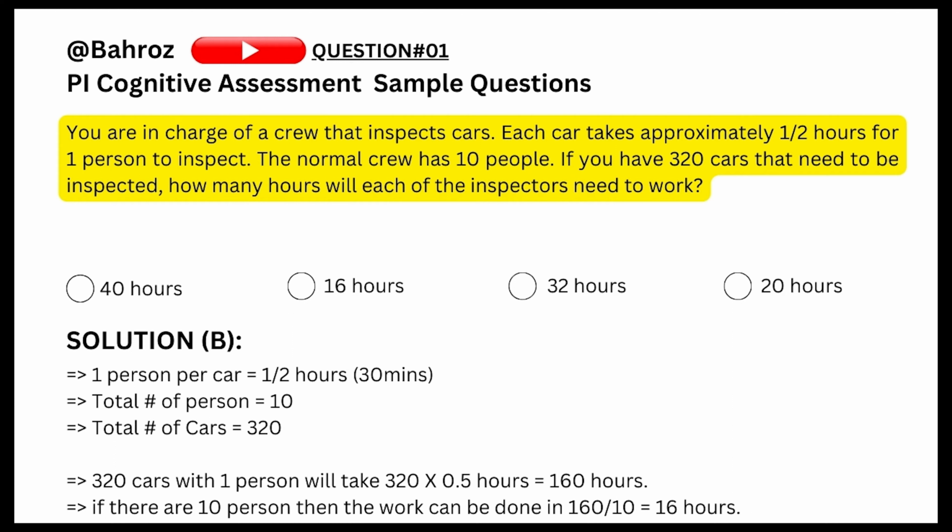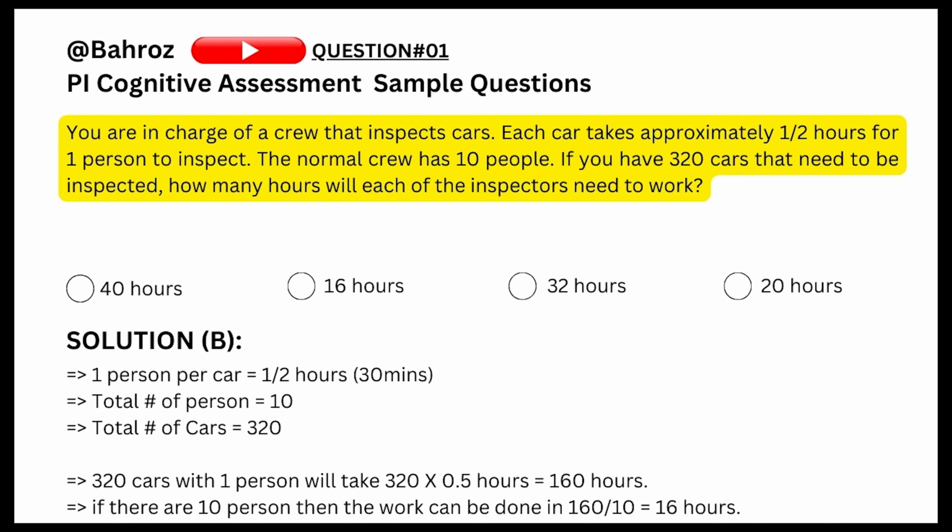So you are in charge of a crew that inspects cars. Okay, this is something we can't convert into numbers. Each car takes approximately half an hour for one person to inspect, which means one person per car equals 30 minutes, or half an hour. So I converted this into a formula. Now, the normal crew has 10 people, so total number of persons equals 10. If you have 320 cars that need to be inspected, how many hours will each of the inspectors need to work, which is total number of cars is 320. So we've created a formula. Now we don't need to reread the question because we have summarized it and written it down in the form of numbers.